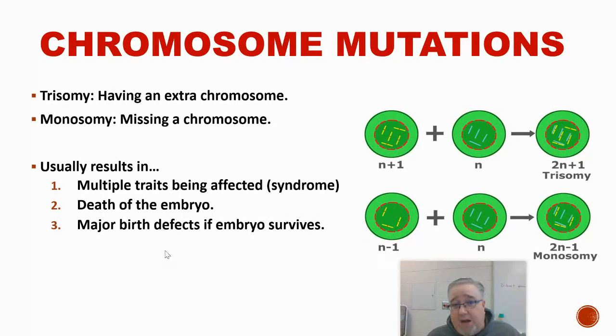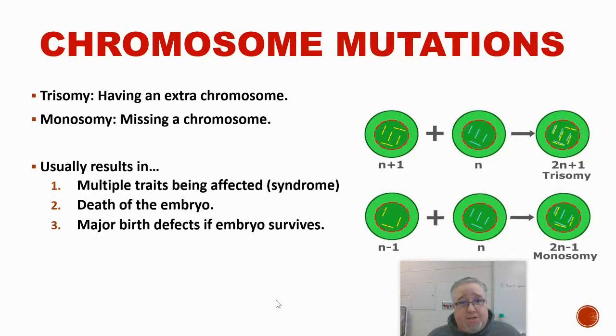If the baby does survive the 9 months of pregnancy and eventually is born, there's usually some major birth defects. In fact, most of the time there is. Again, that all stems back to the fact that multiple traits are affected on those chromosomes.